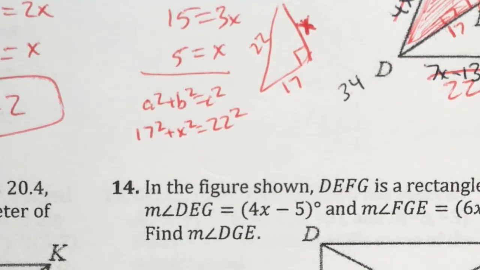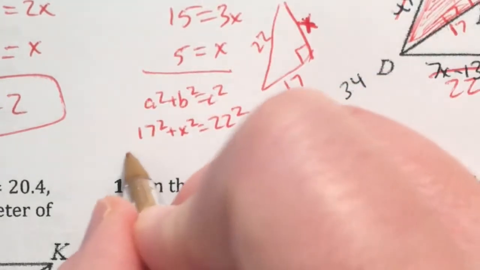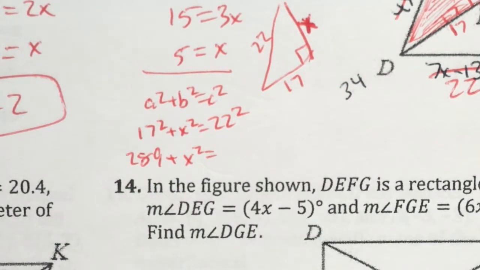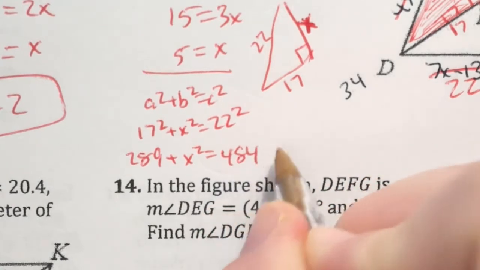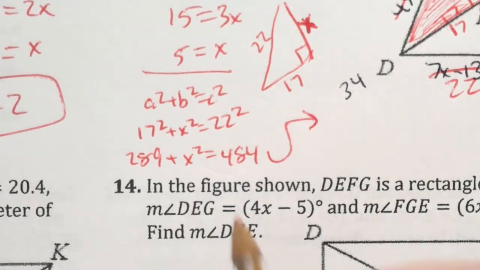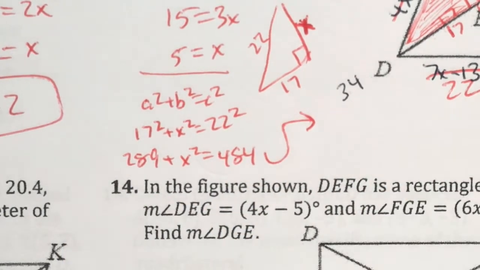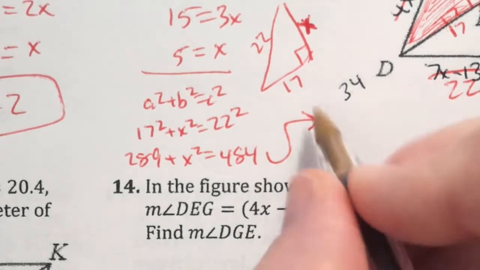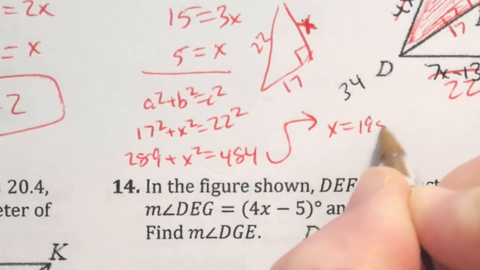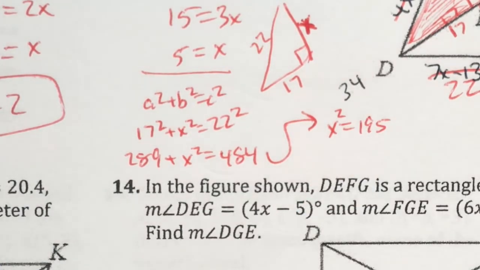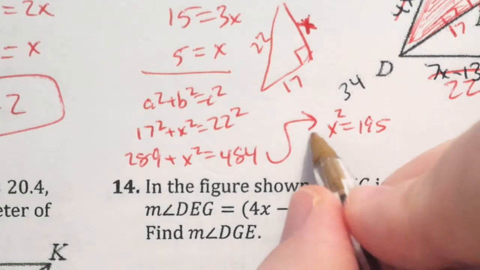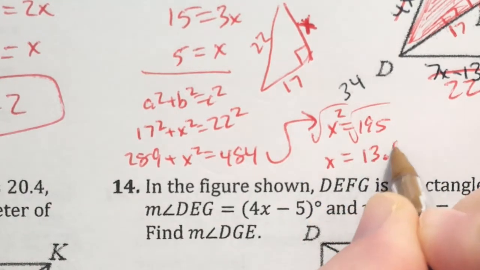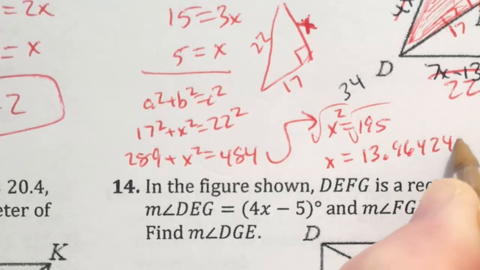All right, 17 squared is 289, plus X squared equals 484. I ran out of room, so I'll put it up here. I'm going to subtract 289 from both sides. So 484 minus 289, I get 195. So x equals 195. Or sorry, x squared. Take the square root of both sides. X is equal to 13.9642400.